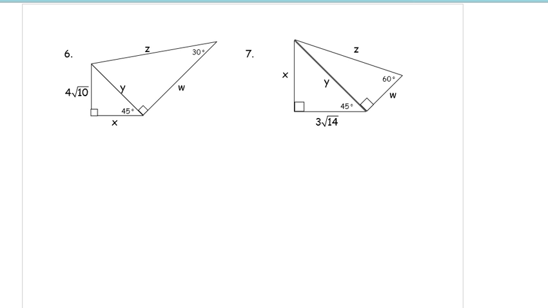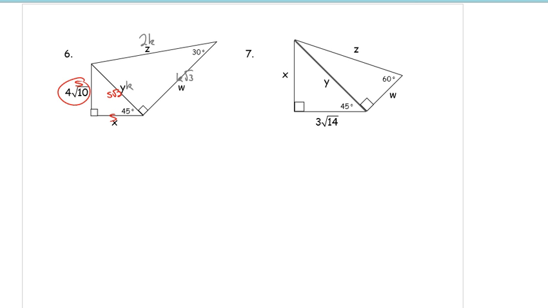Start with labeling. Across from 45 is S. Across from 90 is S radical 2. Across from 30 is K. Across from 60 is K radical 3. Across from 90 is 2K.